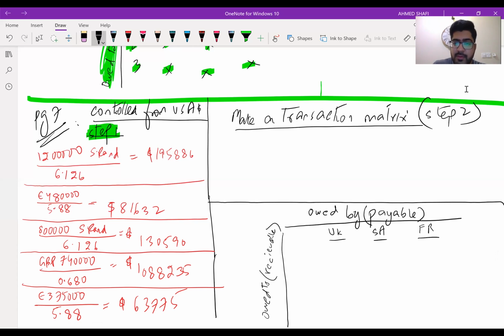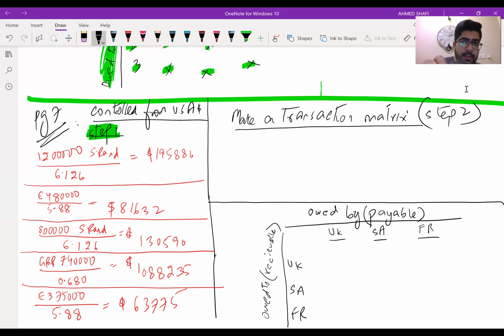And the same countries of which you have made columns, make the rows. UK. Okay, this is how transaction matrix is made. Owed by, columns, owed to receivables. Mention all countries in columns and the same in rows.